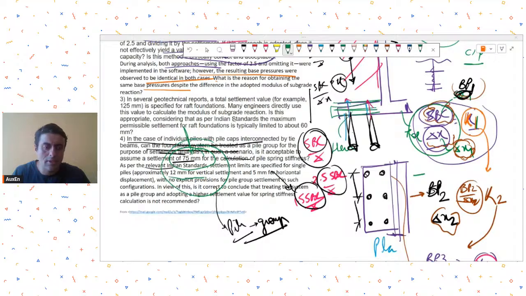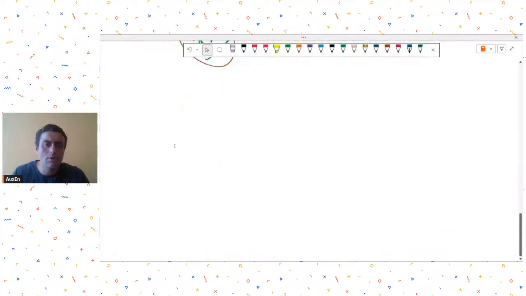Okay, Mr. Ilakkaya Rajan is saying he is from Chennai, working professional. He is asking how to deal with basement wall expansion joints if the building is 100 meters long. So why do we want to provide expansion joints?